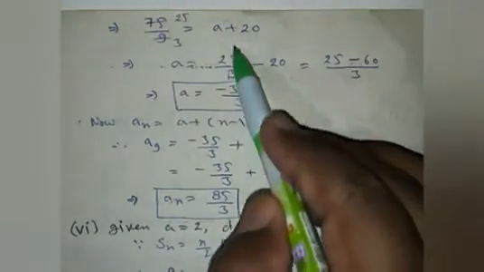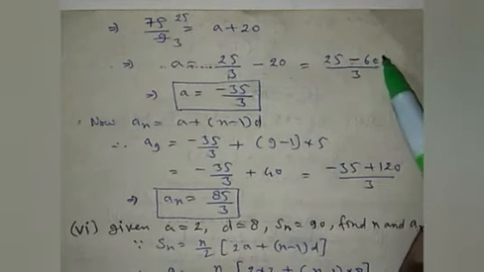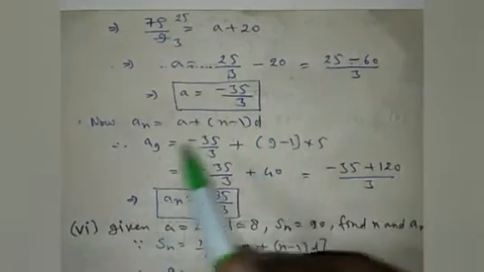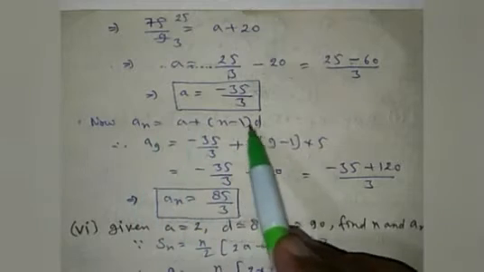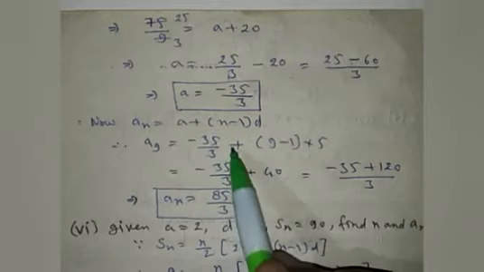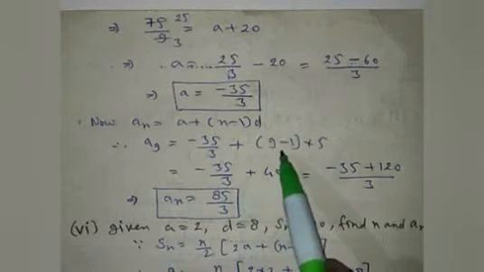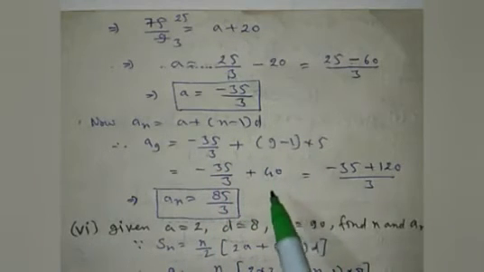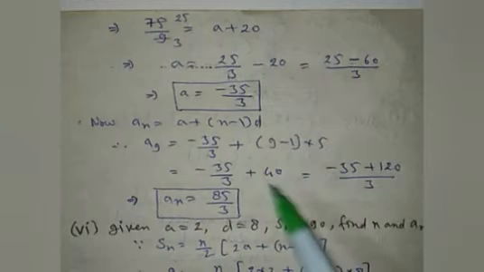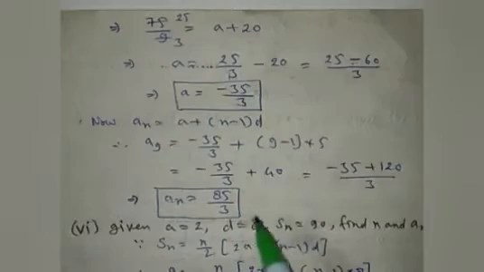So here a equal to 25 upon 3 minus 20. So it is equal to 25 minus 60 divided by 3. 3 is the LCM. So here a equal to minus 35 by 3. Now using an equal to a plus n minus 1 into d, a9 is equal to minus 35 by 3 plus 9 minus 1 into 5. So here it is equal to minus 35 by 3 plus 9 minus 1, 8. 8 into 5, 40. So simplifying it, you will get here minus 35 plus 120, 120 divided by 3. So it is equal to a9 equal to 85 by 3.